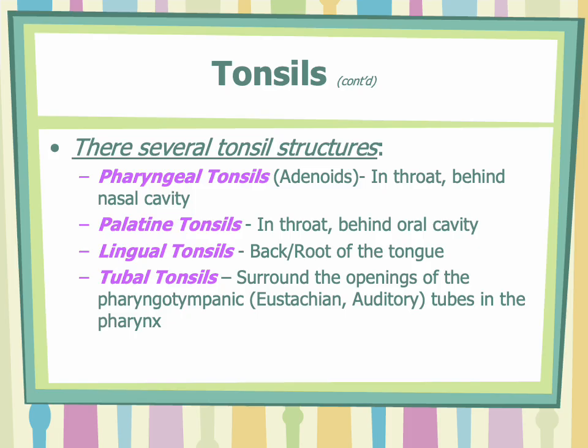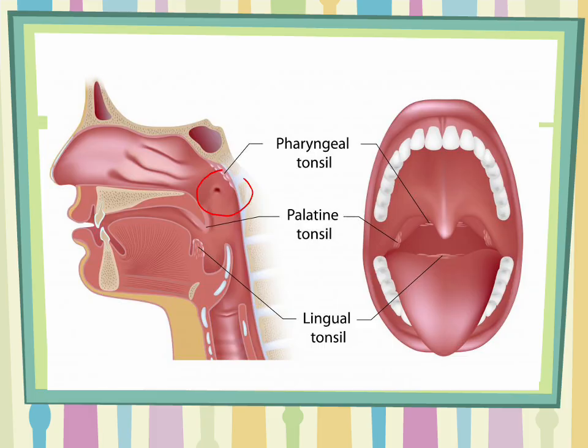They surround the openings of the pharyngotympanic tubes, all right, in the pharynx. We're talking about this area over here, okay? But here we can see the other ones that we talk about more often. So we have the palatine tonsils here, we have the lingual tonsils here, and then we have the pharyngeal tonsils here, okay?